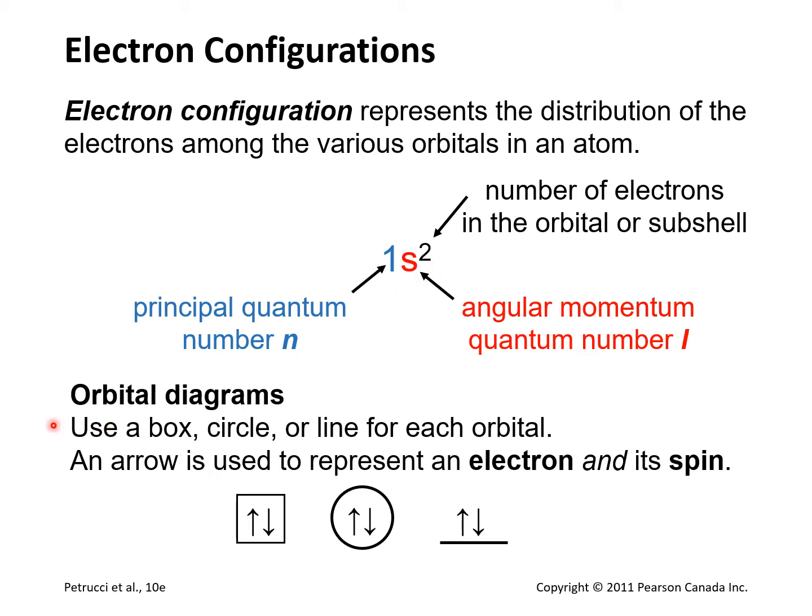Another way to show electron configurations is to use orbital diagrams. These are graphical representations of the electron configuration where we use a box, a circle, or a line to represent an orbital. An arrow is used to represent the electron and its spin. An arrow pointing in the upward direction, spin up, represents a spin or ms value of plus 1/2. And an arrow pointing down, spin down, represents an ms value of minus 1/2.